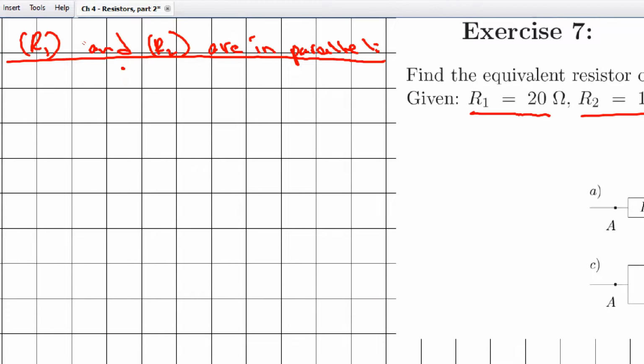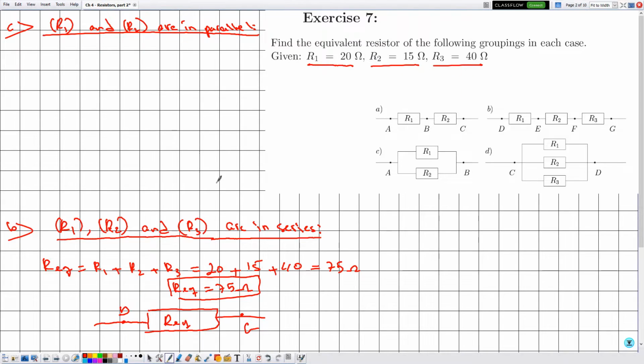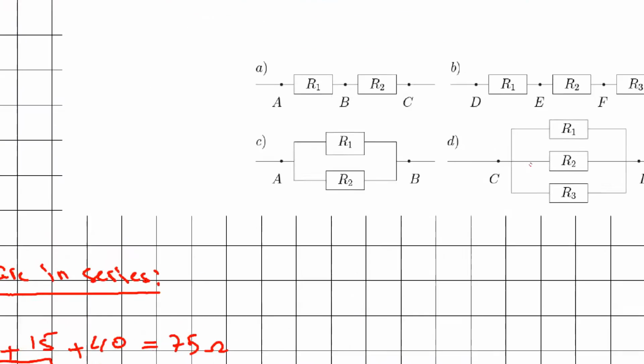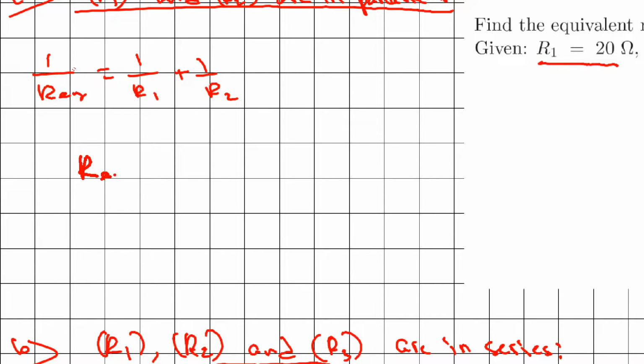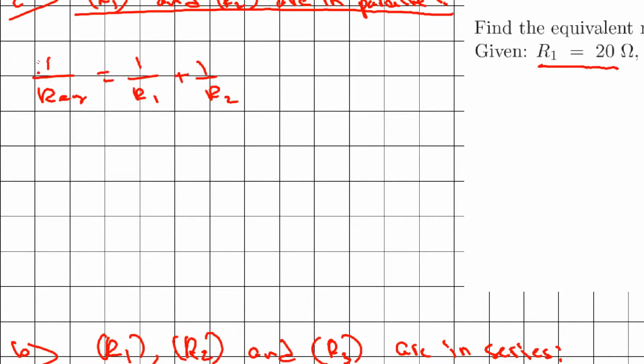So usually they give it half a mark. Then in this case, you will say that 1 over R equivalent is equal to 1 over R1 plus 1 over R2. Here, because the grouping is made up of two resistors, we are free also to choose the following formula, which is given by R equivalent is equal to R1 multiplied by R2 divided by R1 plus R2. But we will stick to this one.